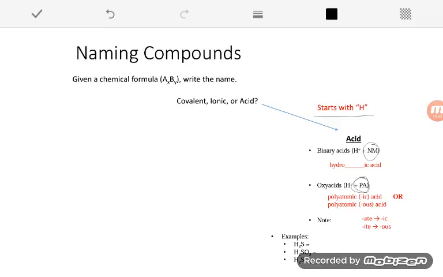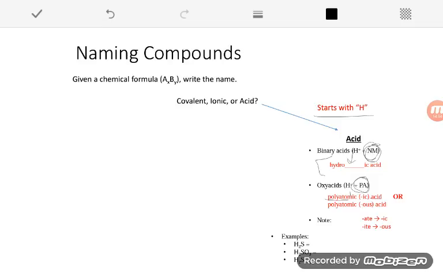So a binary acid is super easy. You just use this general formula, hydro-blank-ic acid. So you just fill in this blank with basically the name of whatever the nonmetal is. Oxyacids are also pretty simple. They take one extra step. You're going to name the polyatomic ion and then write the word acid.